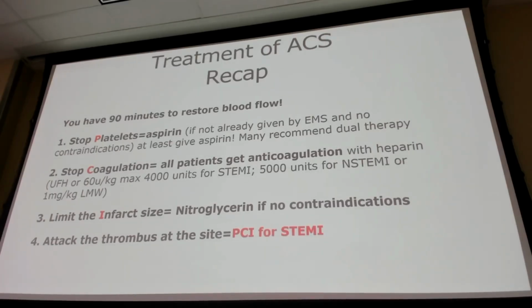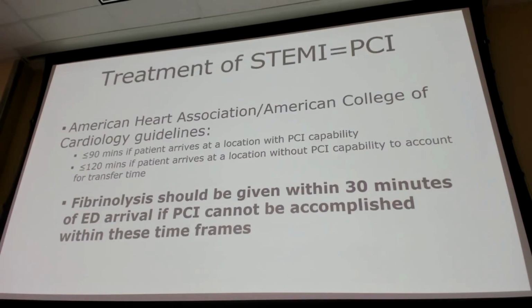All right, so we have 90 minutes to restore blood flow. Once they present, we want to stop that platelet aggregation, anticoagulate them, and limit the infarct size with our nitroglycerin. Then they need a PCI so they can stent that area of the heart and improve the blood flow. There it is again: 90 minutes to PCI, 120 to a PCI facility. If not, give them fibrinolysis within 30 minutes.